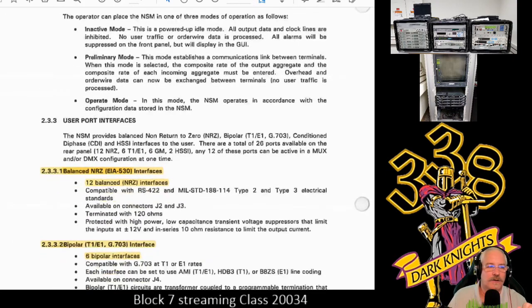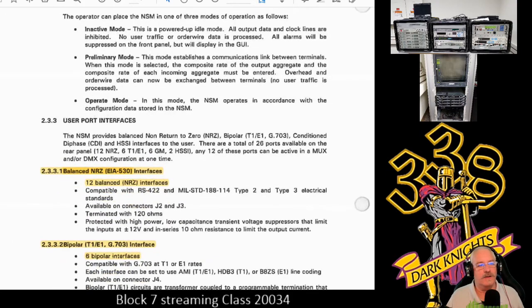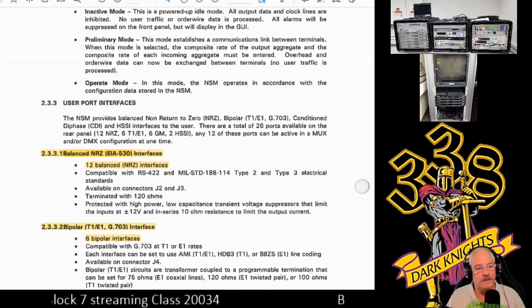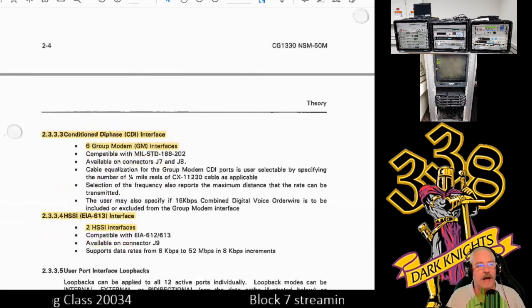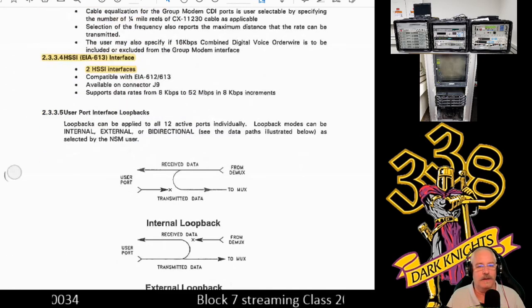Here is your user port interfaces telling you how many there are. You can see the NRZ is a 530, has 12 balanced. The next one is bipolar, which is a T1E1. There are 6 of those. You've got CDI, which is your group modem. There are 6 of those. And then the HSSI has 2 of them.